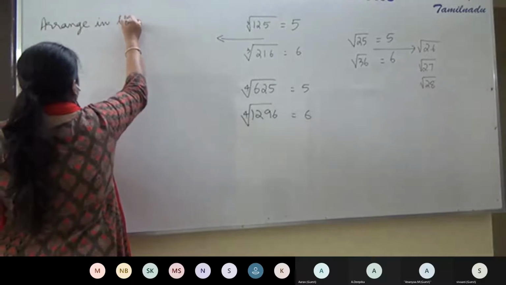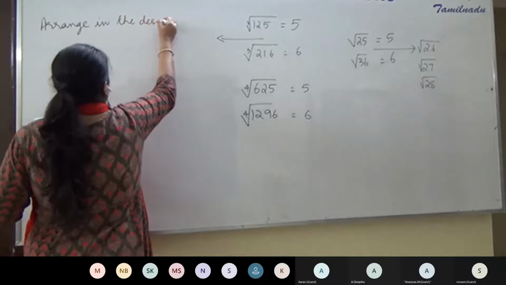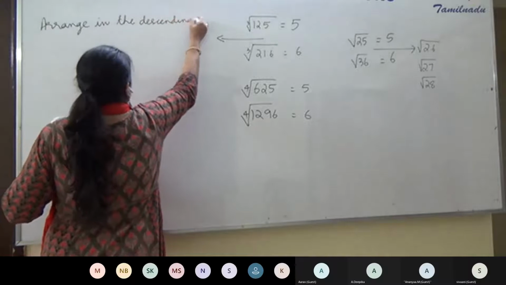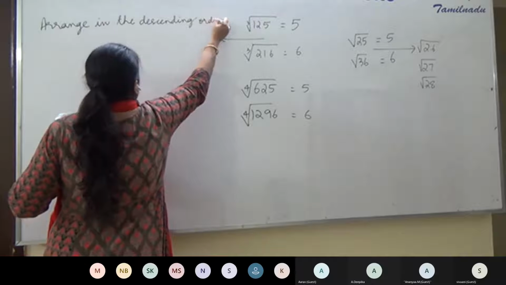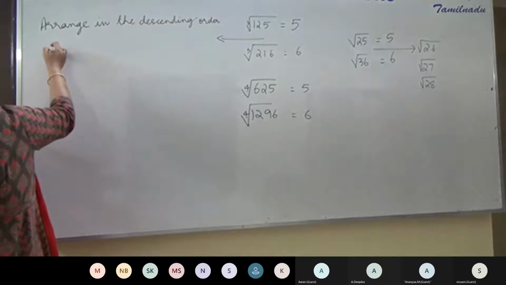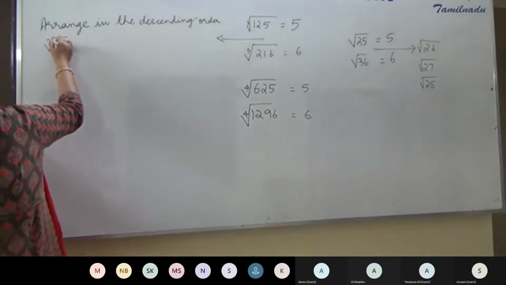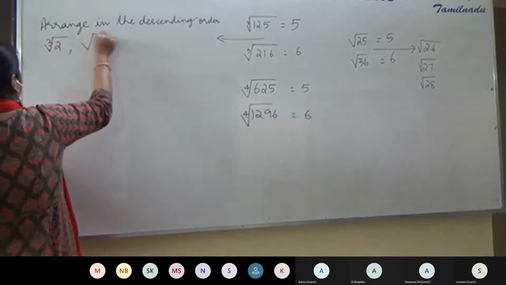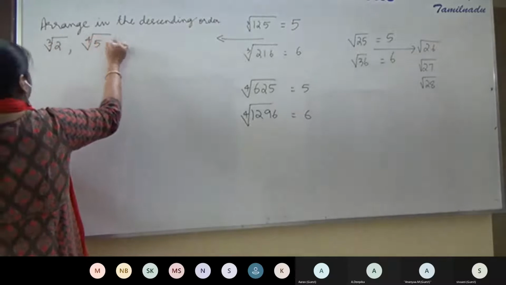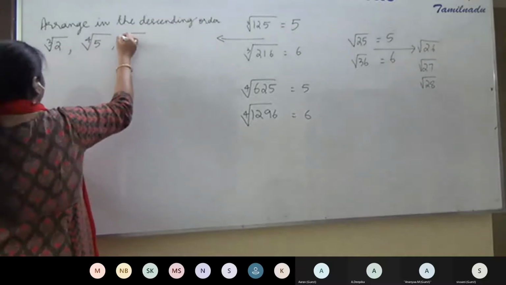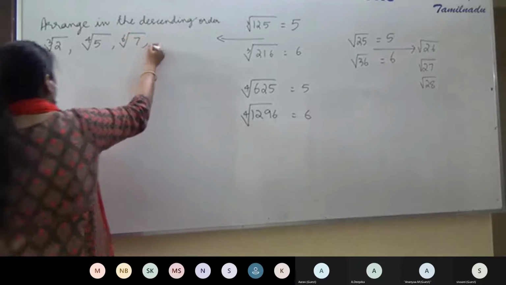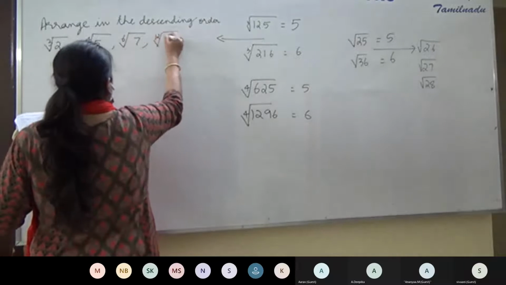Arrange in the descending order: cube root of 2, 4th root of 5, 6th root of 7, 12th root of 3.